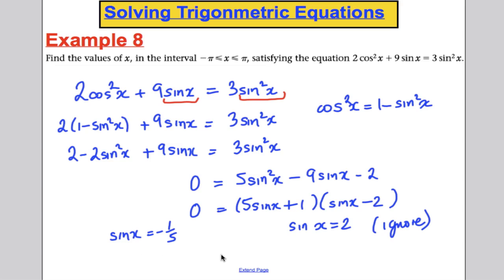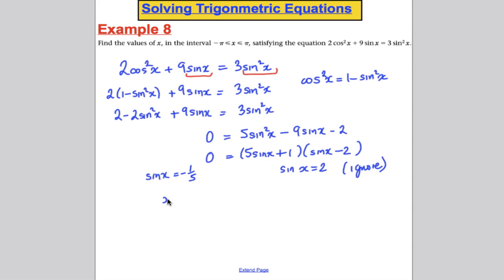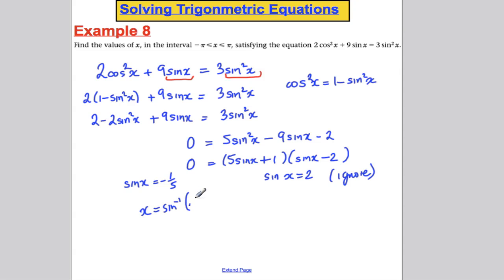Now you could ignore this one because you know sine is always between 1 and minus 1. It can never be bigger than that. So we continue with this one. You take the inverse sine on your calculator. So take the inverse sine of minus a fifth, or minus 0.2. Remember your calculator needs to be in radians mode because you're dealing with radians. The principal value, the inverse sine of negative a fifth, is minus 0.20 radians.